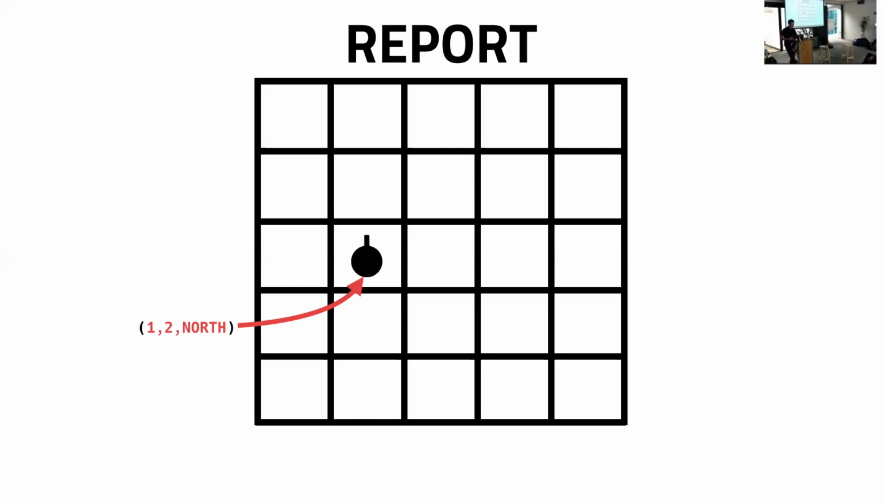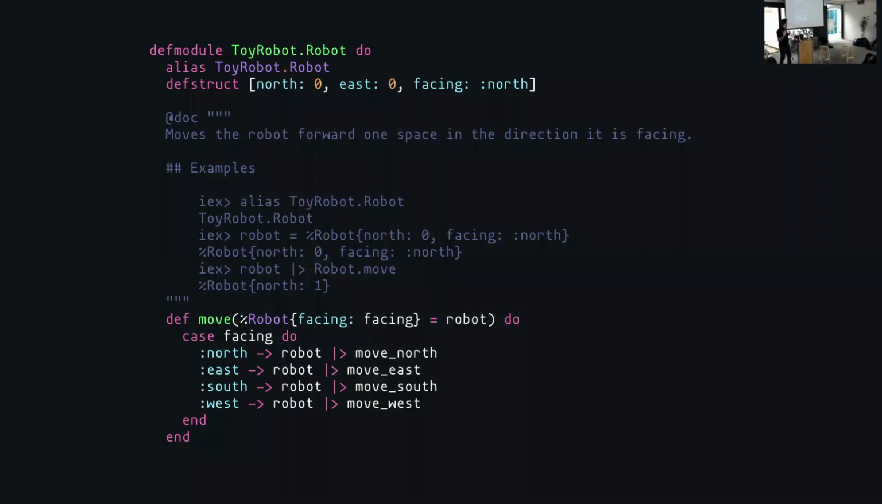Thankfully, in Elixir, it's really simple to build something like this. What you might do is you build this module called toy robot robot. It's a struct, so it has a north coordinate and an east coordinate, also a facing direction.